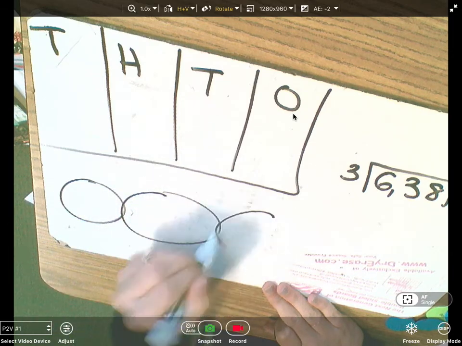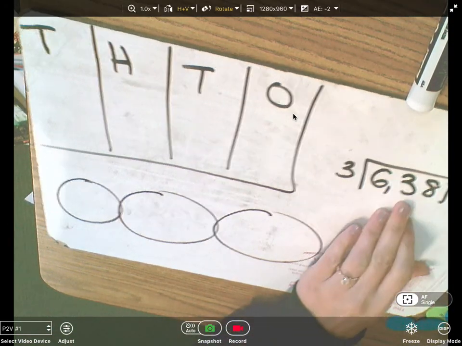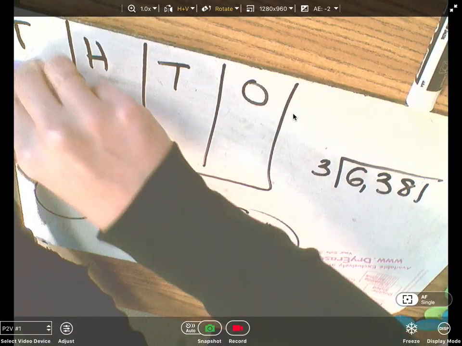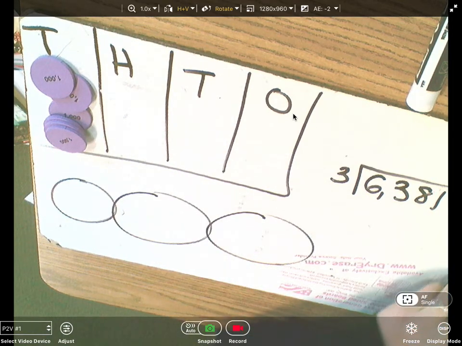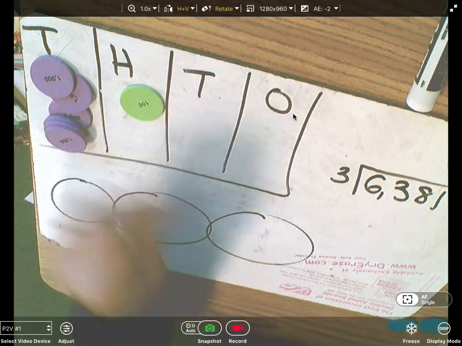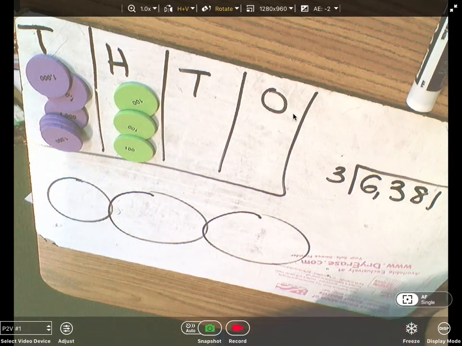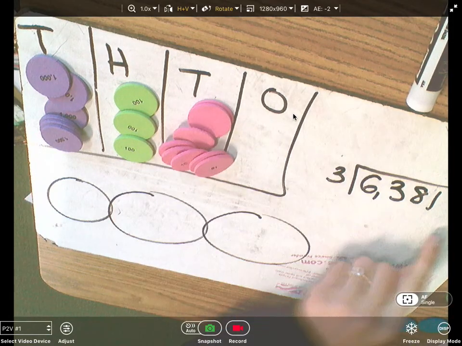1, 2, 3. Okay? Now I need to count out. I have 6 thousands, 3 hundreds, 8 tens, 1 one. So I'm going to count out 6 thousands. 1, 2, 3, 4, 5. I have 6 in my thousands place. I have 3 in my hundreds place. Here's my 3 hundreds. I have 8 tens. 1, 2, 3, 4, 5, 6, 7, 8 in my tens. And I have 1 one.